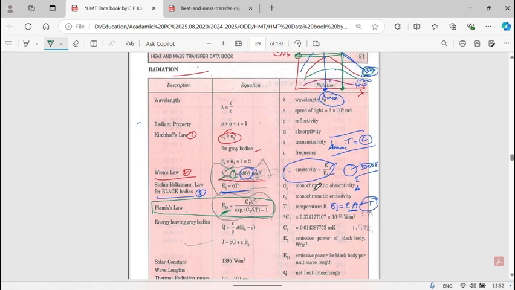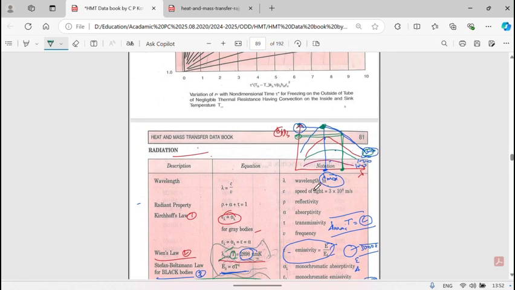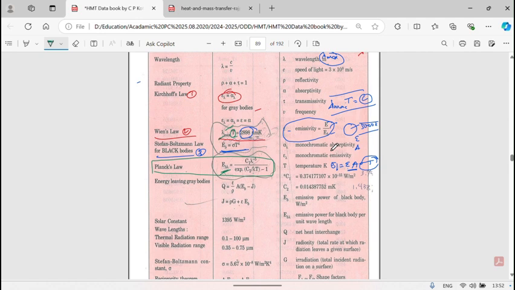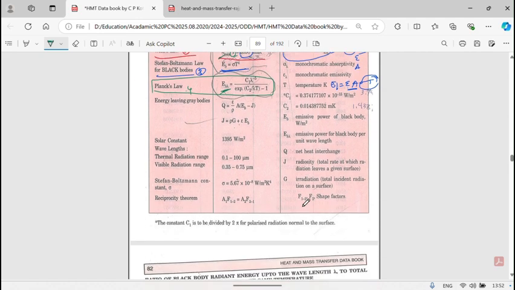So Wien's law deals with the wavelength for which the emissive power is maximum, but Planck's law deals with the emissive power at a particular temperature for a particular wavelength. These four laws are basically used. Then the Stefan Boltzmann constant sigma is equal to 5.67 times 10 to the power of minus 8 watt per meter square Kelvin to the power 4.